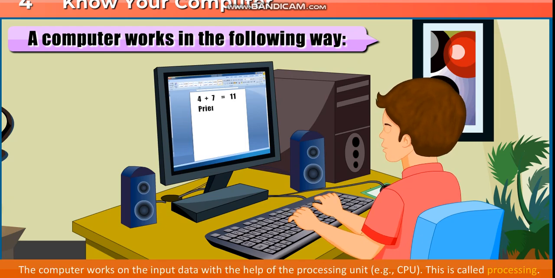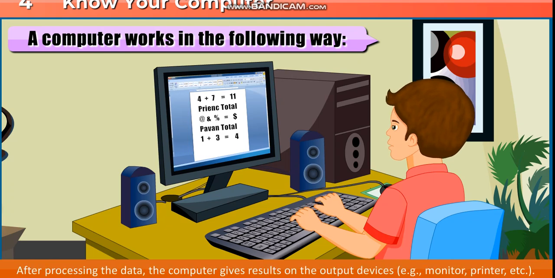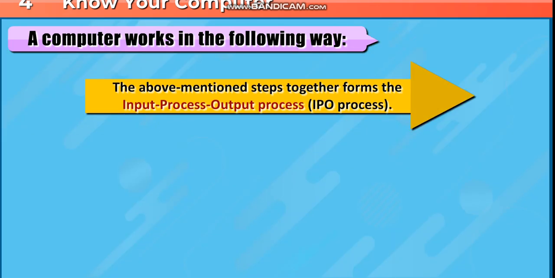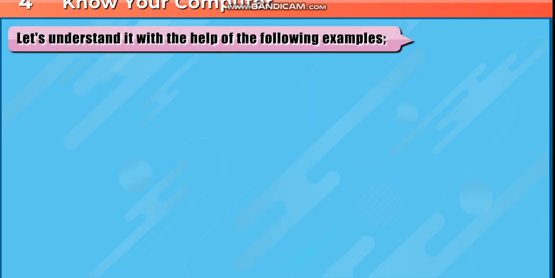The computer works on the input data with the help of the processing unit, for example, CPU. This is called processing. After processing the data, the computer gives results on the output devices, for example, monitor, printer, etc. This is called an output. The above-mentioned steps together form the IPO process: Input, Process, Output. Let's understand it with the help of the following examples.